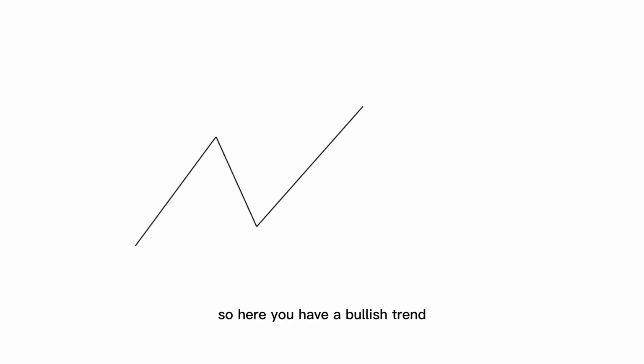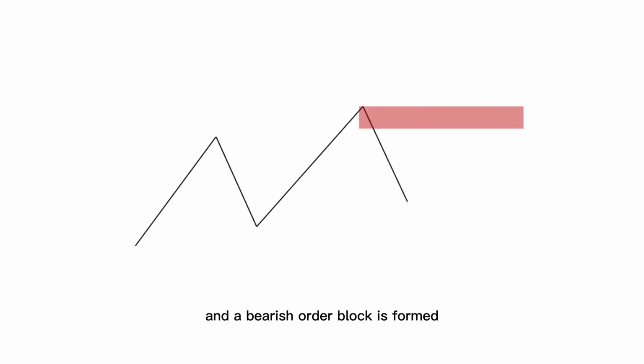One of the simplest fake order blocks is your counter trend. So here you have a bullish trend, price is making higher highs, and a bearish order block is formed. Why wouldn't you take this bearish order block? Because the trend is bullish. And same thing, if the trend was bearish, you wouldn't take a bullish order block because you're going against the trend. So when price does approach this bearish order block, you'll more than likely continue the bullish trend.